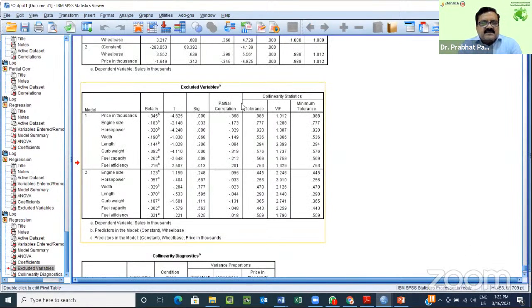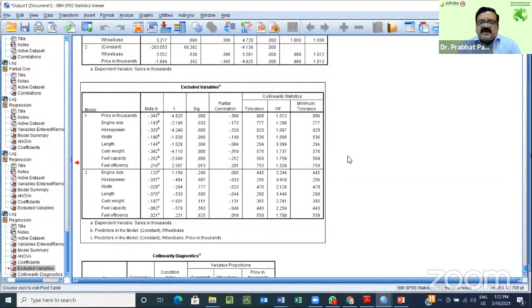And then if you look at this table, the exclusion of the variable is done on the basis of partial correlation, the tolerance, and the variance inflation factor, VIF. So any variance inflation factor which is more than 2 is serious. It's a serious case of collinearity. And the tolerance value, which is almost nearing 1, is a better value. A lower tolerance value is not a very good one.